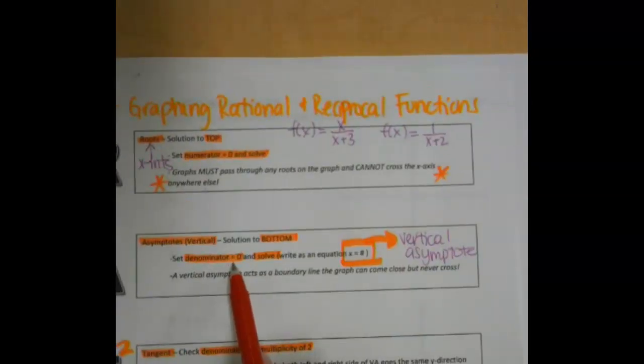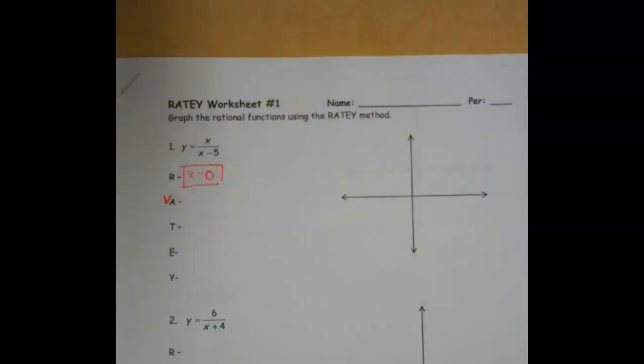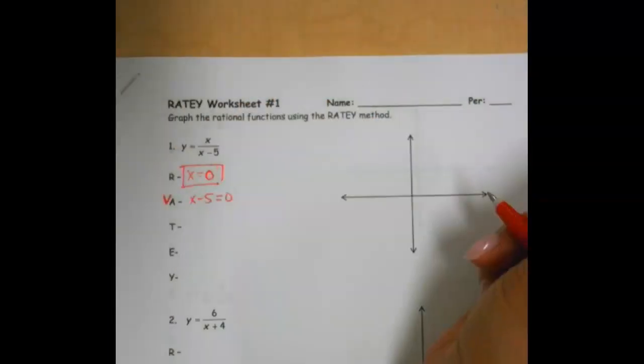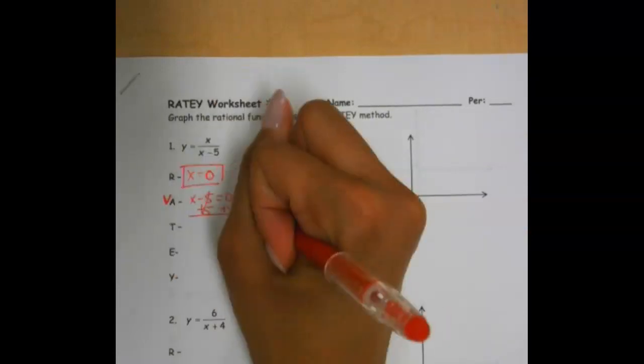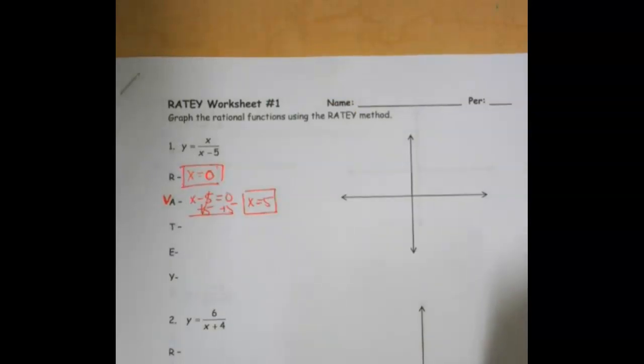I'm going to make one little note here. Make sure you write your vertical asymptote as an equation. If I don't see it as an equation, guys, I can't give you full credit. So we're going to take x minus 5, set that equal to 0, and solve. So we'll just add 5 to each side. So x will equal 5. This is your vertical asymptote.